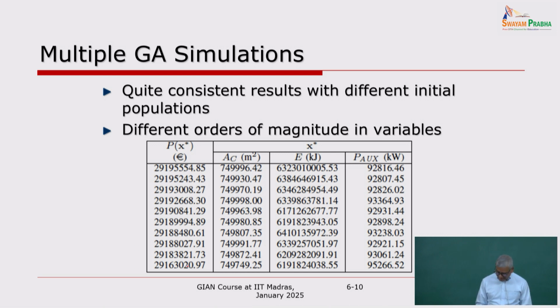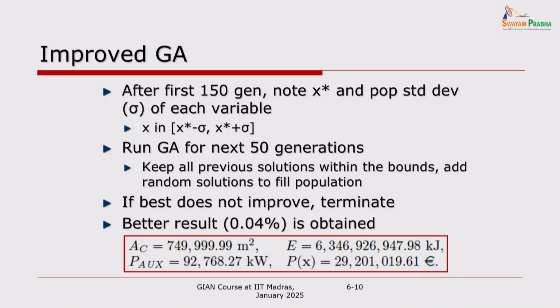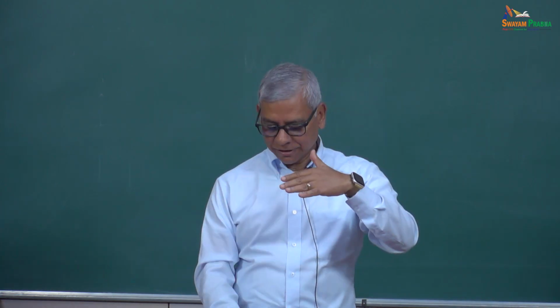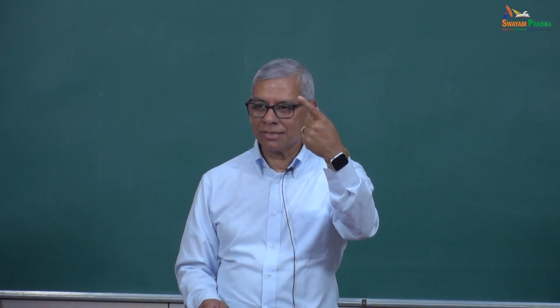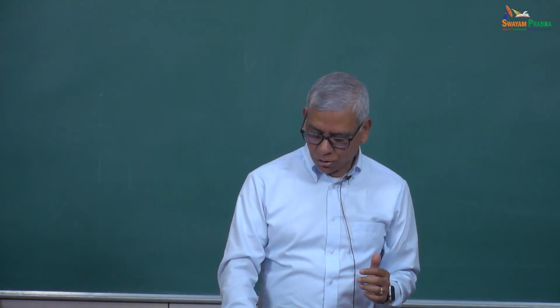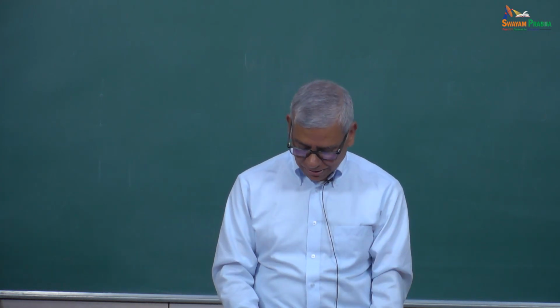So I said, no, we need to make it a little better because they don't understand what is GA. So they should run every time, they should get very similar results, right? So what we did is, after running 150 generations, we look at our population of these three variables, we look at the standard deviation of them, and along the best solution, after 150, we just go minus sigma to plus sigma and initialize our lower and upper bound. For all three variables, we do it 3 times. Run it for 50 generations and do the same thing another time, we do that.